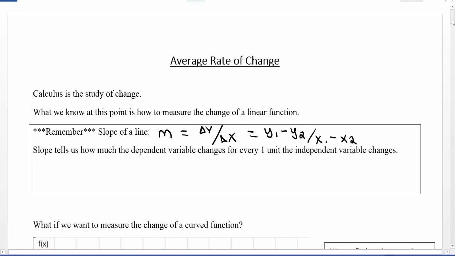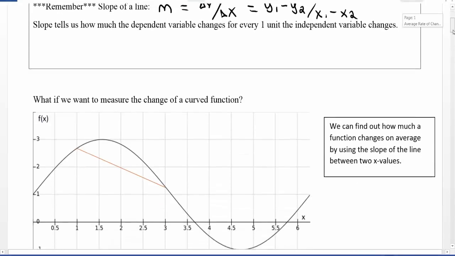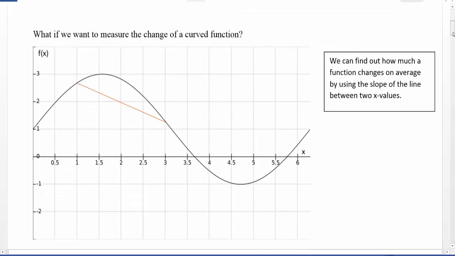So consider the following example. What if we want to talk about the change of a curved function? So we have a generic function here, f of x, and we want to find out a little bit about how much it changes between x equals 1 and x equals 3. So you can see that it's a curved line.